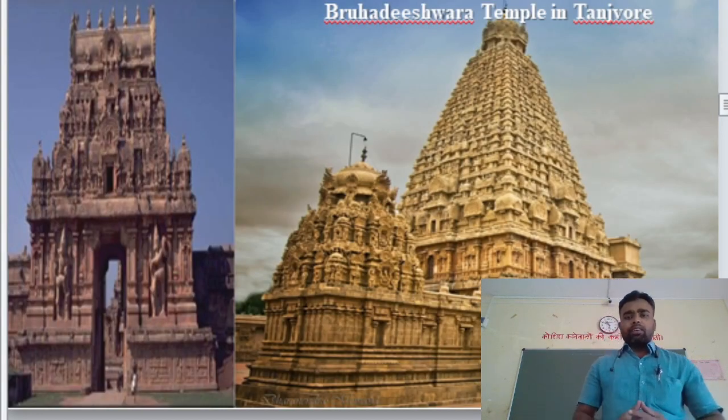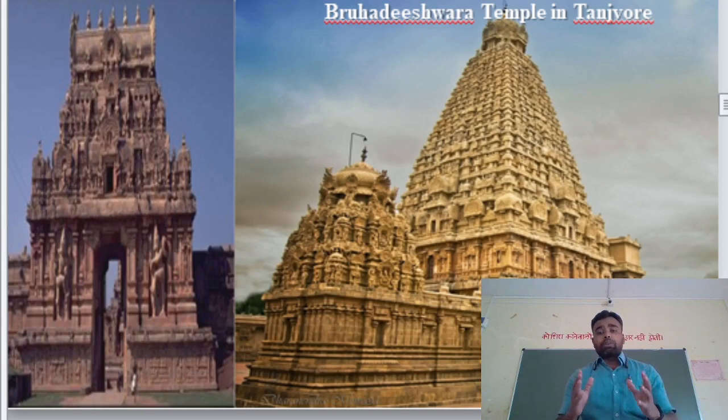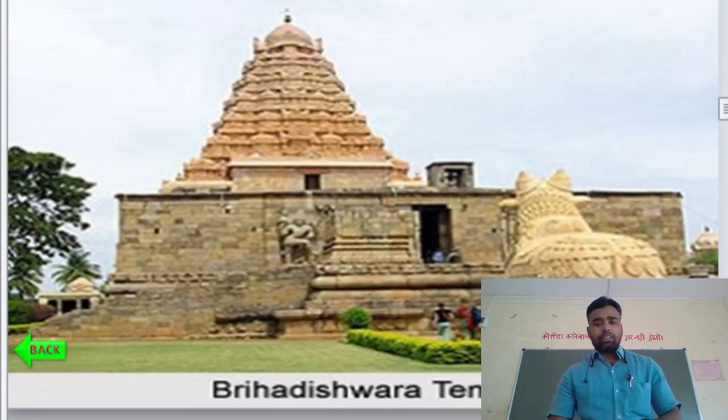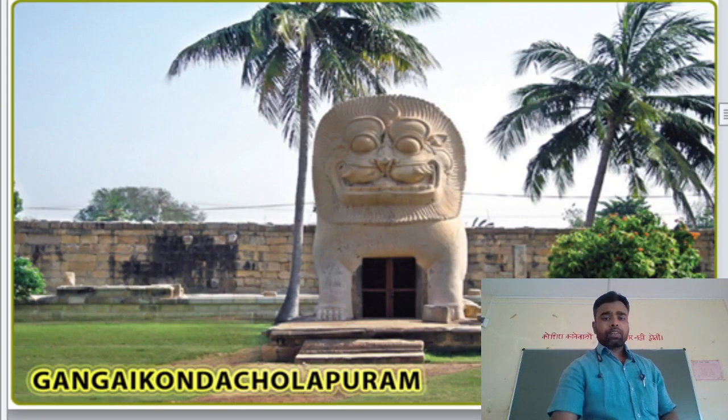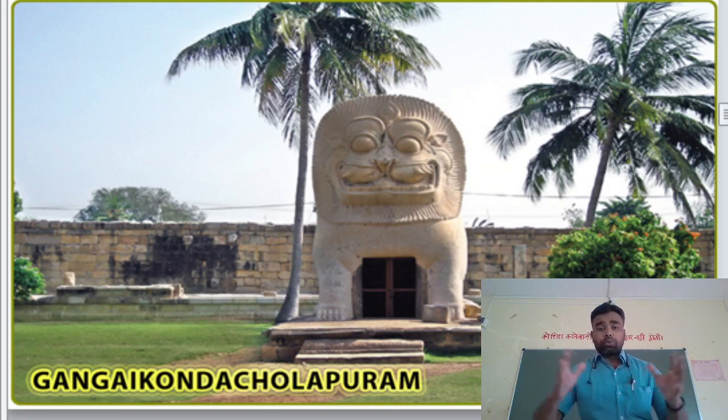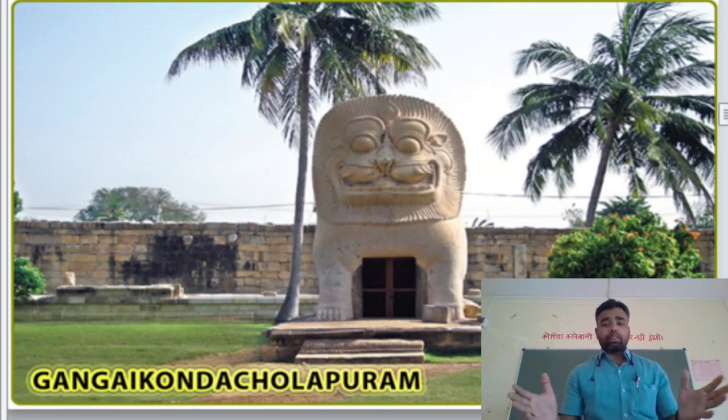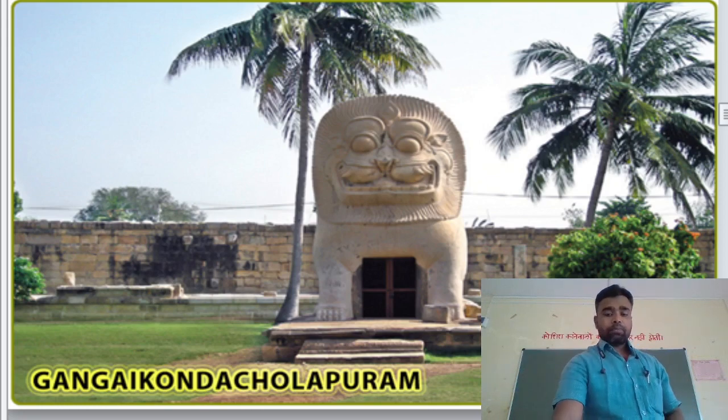Now let us see on your screen the Brihadeshwara temple, which is constructed in Tanjavur of Tamil Nadu. 500 feet height, 250 feet wide. Now let us see another angle of Brihadeshwara temple. Now Gangaikonda Cholapuram, where a huge pond was constructed by Cholas. This is the Gangaikonda Cholapuram temple.